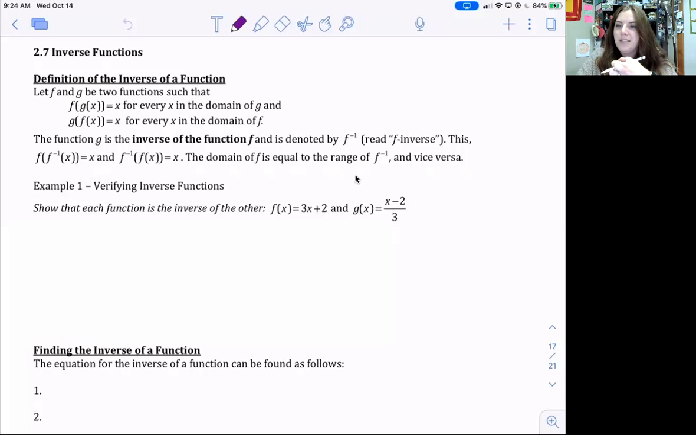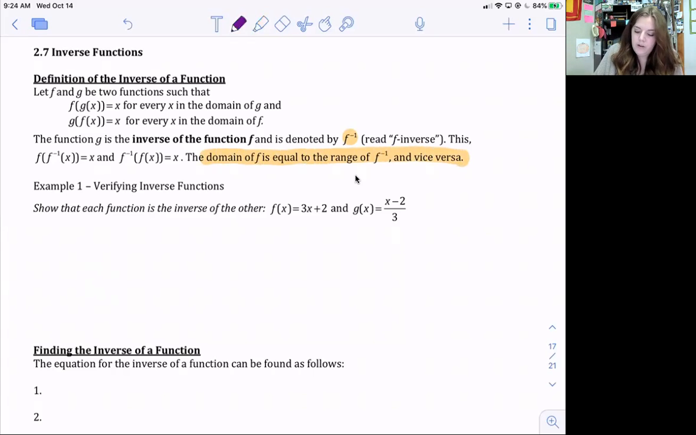So what that means is if we plug a function into a function, and when we simplify, we get just x, that means that they are inverse functions. And we denote that by f to the negative first power, which is read f inverse. The other key thing to make sure you know is the domain of f is equal to the range of f inverse and vice versa. So they will just swap, which will be nice when we look at something a little bit later.